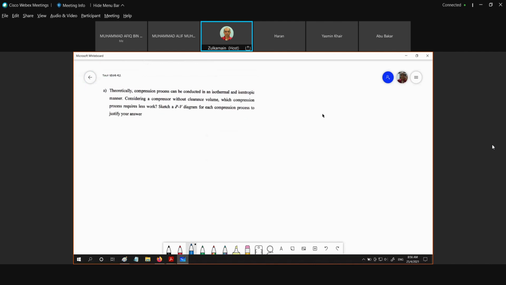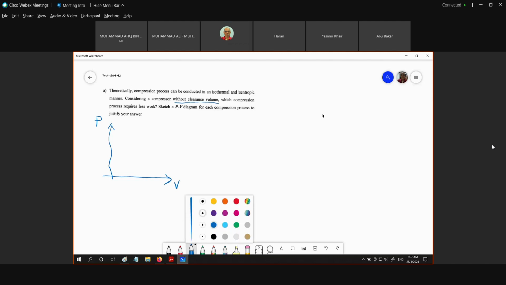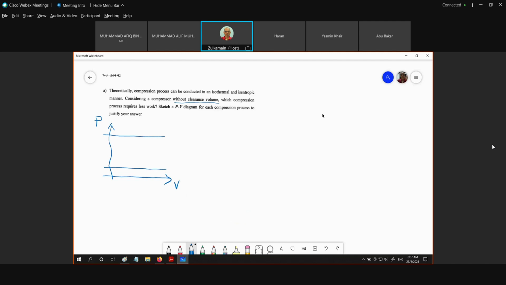Masih ingat lagi kita punya PV diagram untuk without VC equal to 0? Di sini dia kata without any gas volume. Okay, jadi kalau kita lihat kepada kita punya PV diagram, this is PV. If we sketch our pressure involved, delivery pressure, intake pressure. Then kita ada compression process.